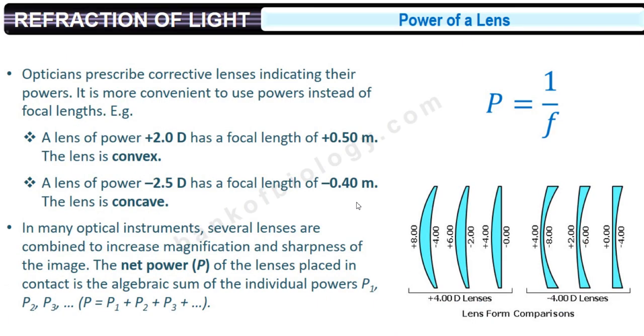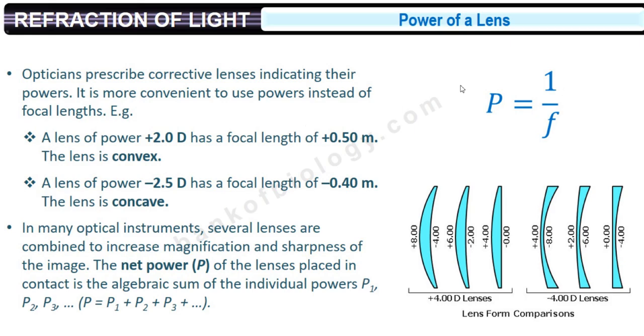Now let's see the last thing. Opticians prescribe corrective lenses indicating their powers. It is more convenient to use powers instead of focal lengths. A lens of power plus 2 diopter has a focal length of 0.5 meter. Understood? Because if you put 0.50 meter as the focal length, you get power as 2 diopter.